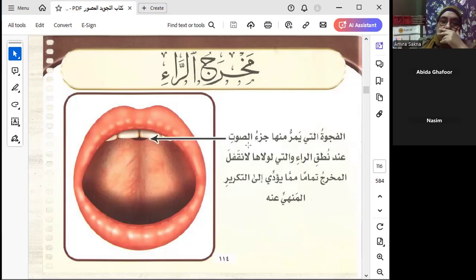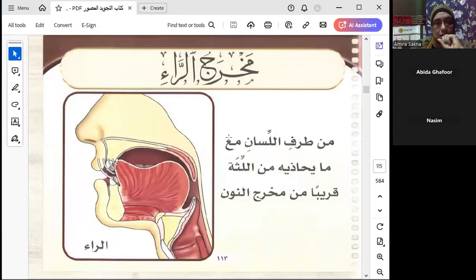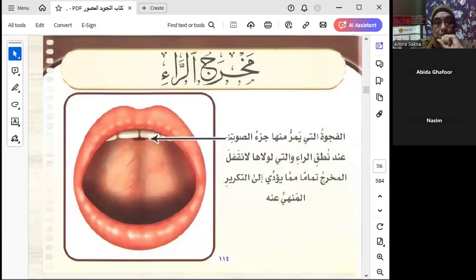Al-inhiraf. Well, this is about the articulation point of the ra. It needs only some practice to pronounce the proper ra. Ra, of course, is repeated always in the Quran. In every recitation we say Bismillahir Rahmanir Rahim, Ar-Rahmanir Rahim. أعوذ بالله من الشيطان الرجيم. So it's repeated always during our recitation.